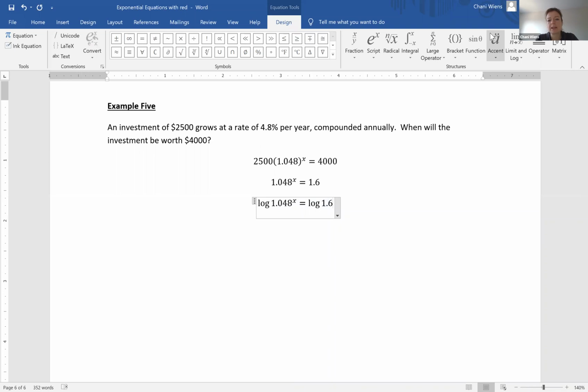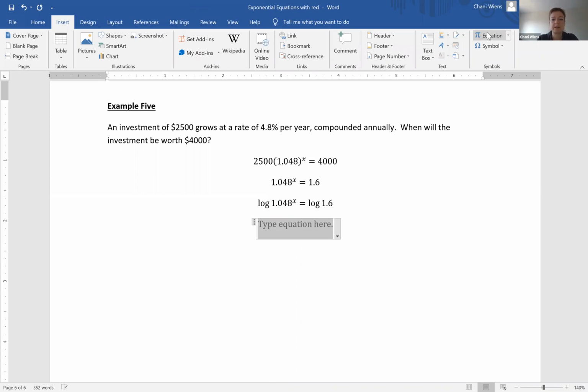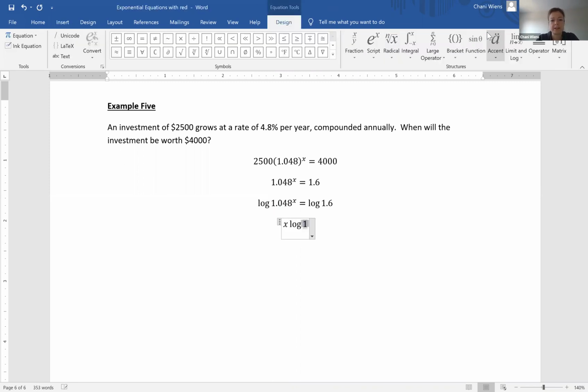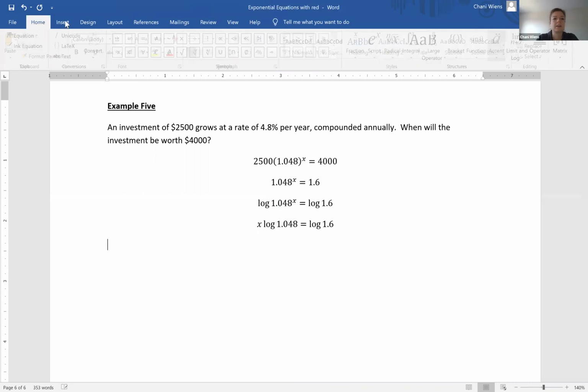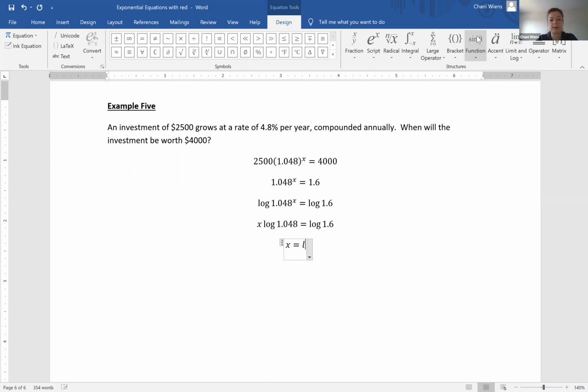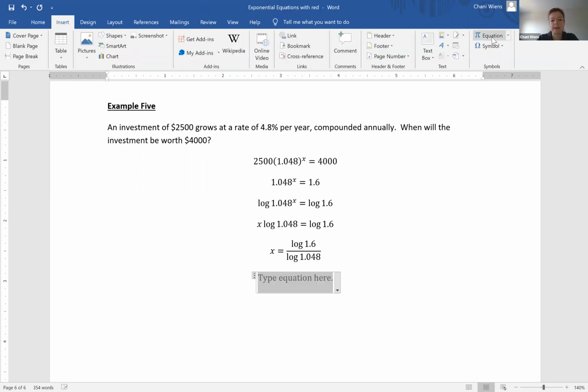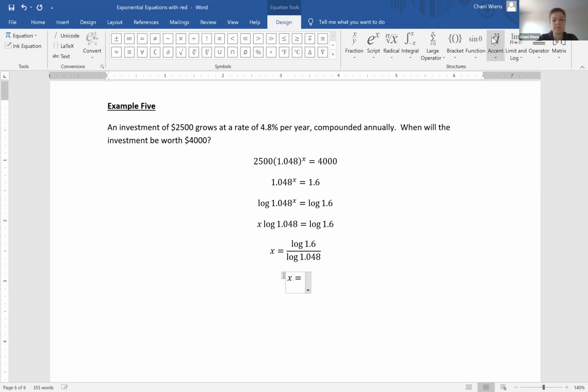Okay, taking log of both sides. Now I bring the x down as a coefficient, not an exponent. Yay, my unknown is down with everybody else, which means that I can isolate him. Life is good. I'm only a minute away from being able to move on. So x is equal to log of 1.6 divided by log of 1.048. And that is just calculator work, my dear students, and you get an answer of 10.025.